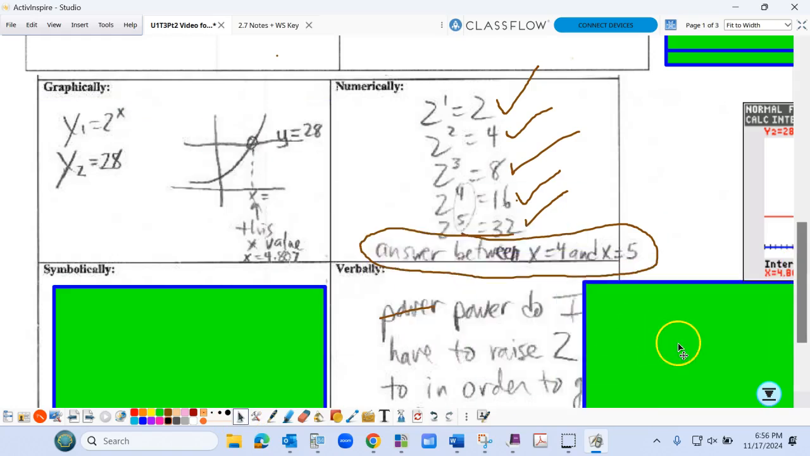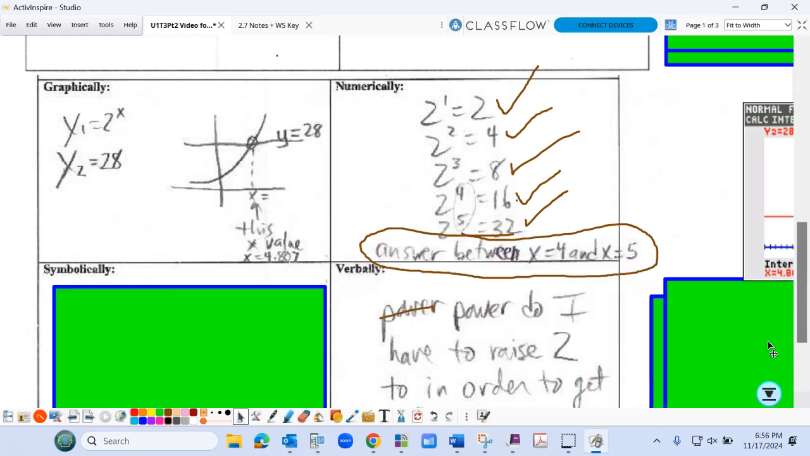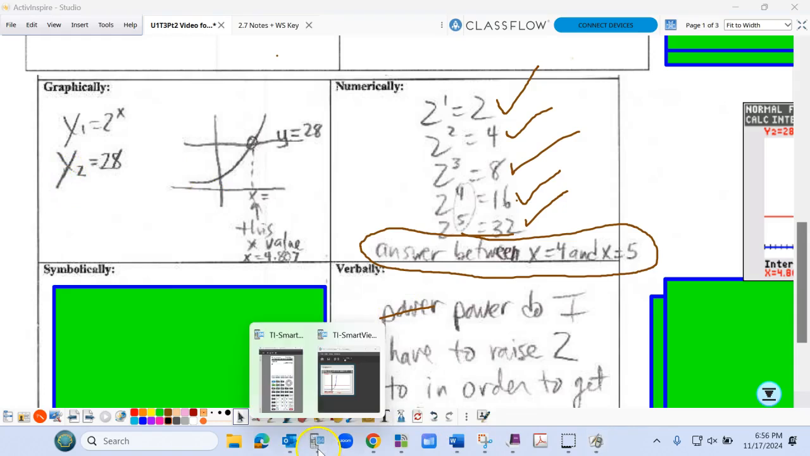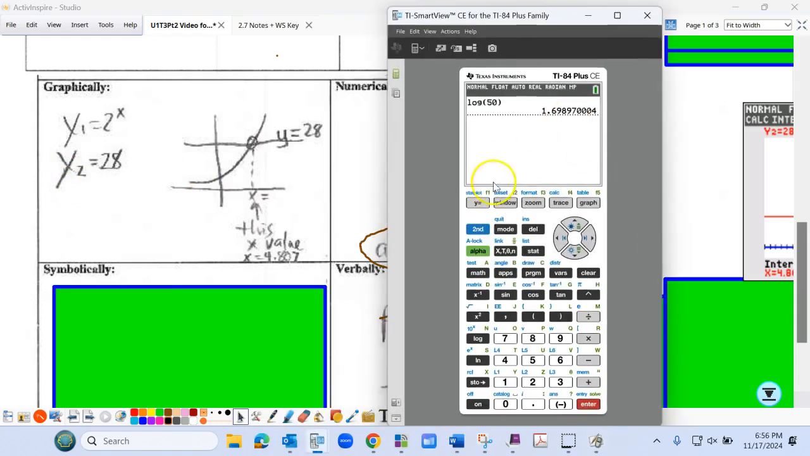So our next way of solving is graphically. This time we're going to put 2 to the x power in y1. We're going to put 28 in y2. And then we're going to use our intersection button to solve the problem. So it's going to be now 2 raised to the x.